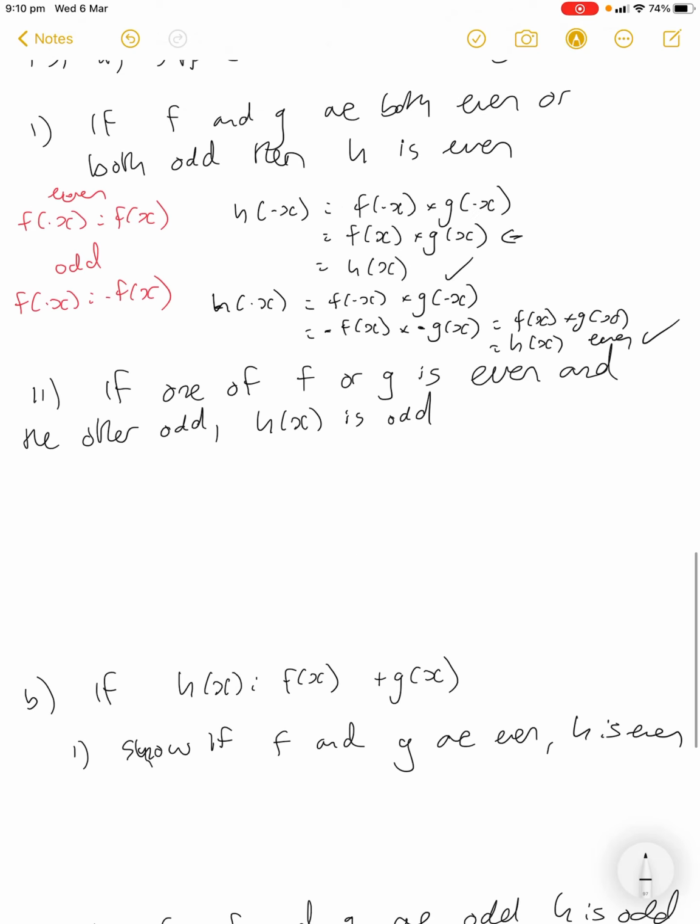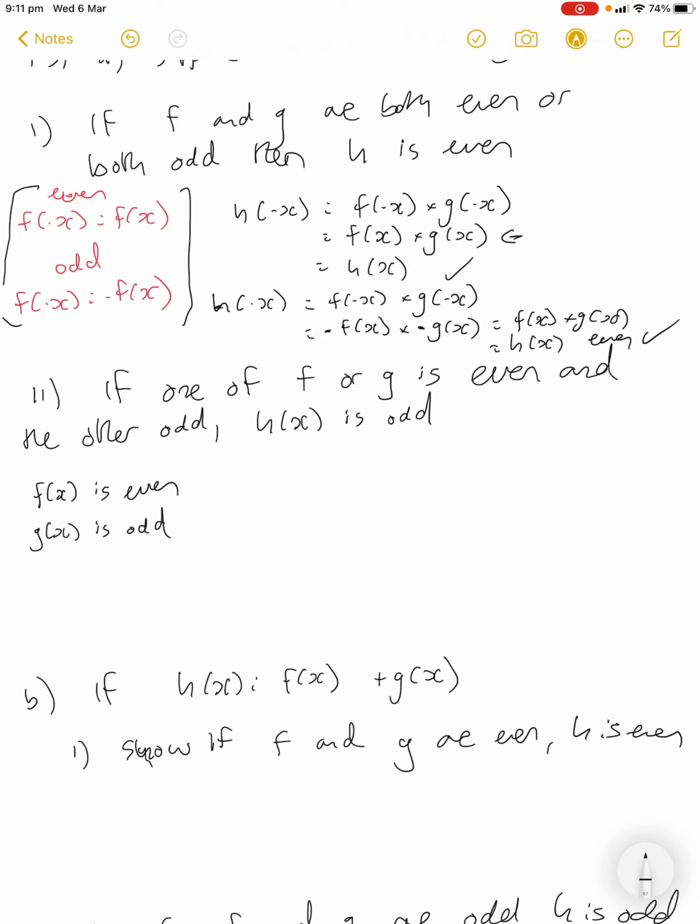The same idea can be applied to what we've got here. Let's keep those definitions up above. Now look at what we're saying: if one of them is even and the other one is odd, then h of x is odd. So let's look at this specific case. We're going to say that f is even, and we're going to say that g is odd.